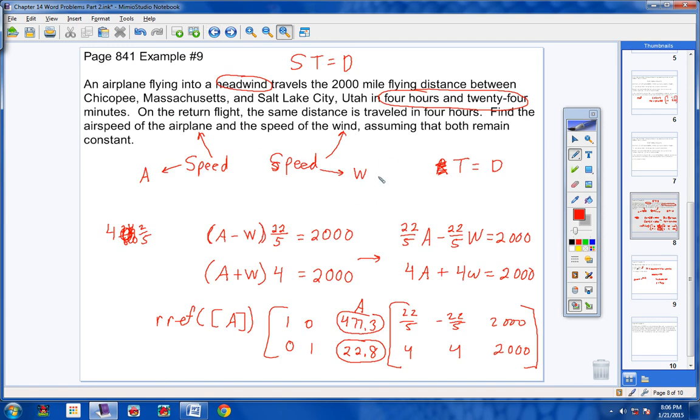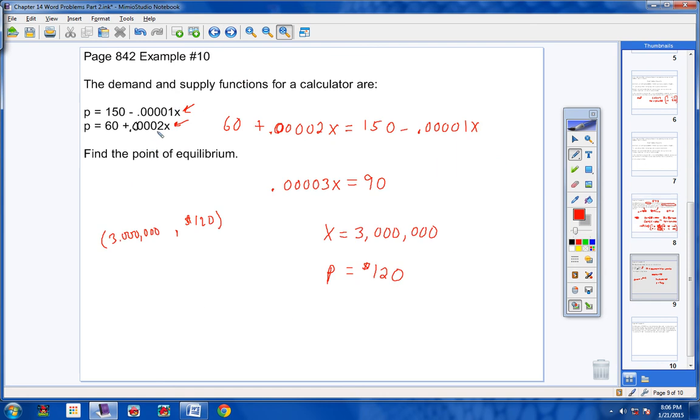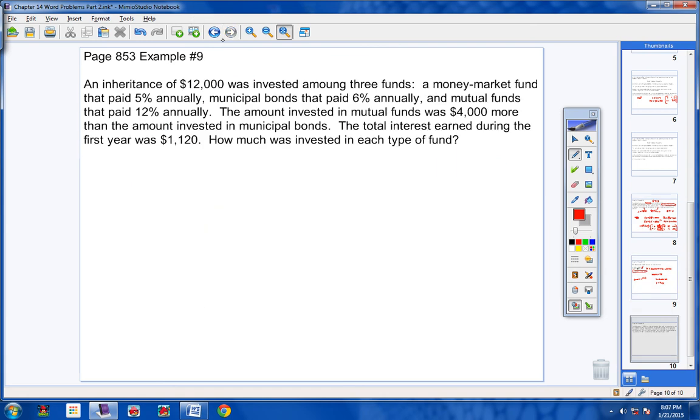Okay, it's very important. I'm just laying down fundamentals again. So here we had two unknowns. I wrote two equations. I solved them. Here I gave you the two equations and I asked you to find the point of equilibrium. Now this last one, I personally believe is the hardest one, okay? So here we go. You do not need to turn your books to this page if you don't want to. However, if you want to, feel free to. But I would write this in your notes, page 853, example 9, okay?